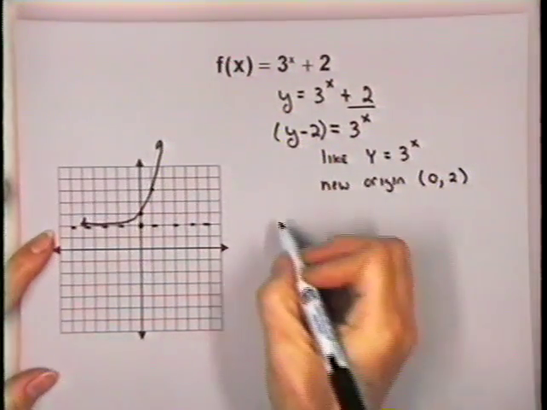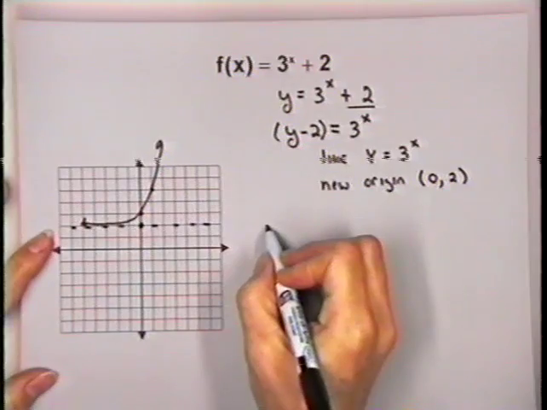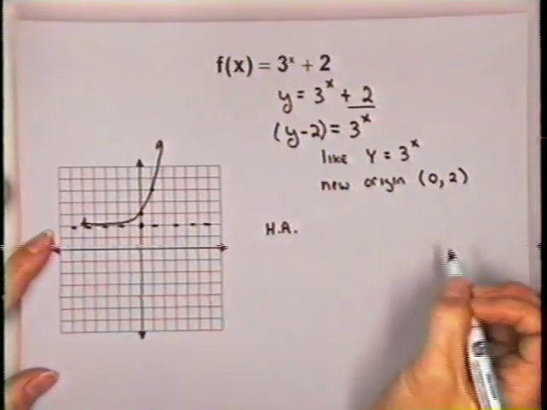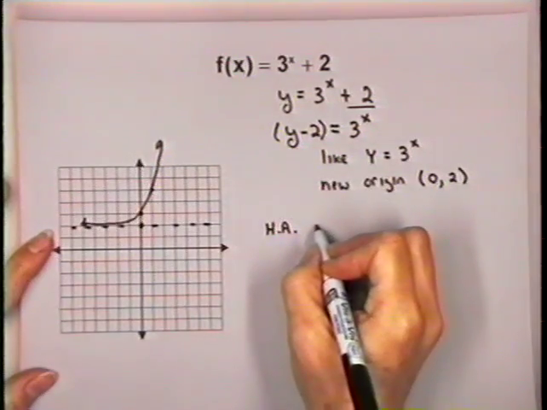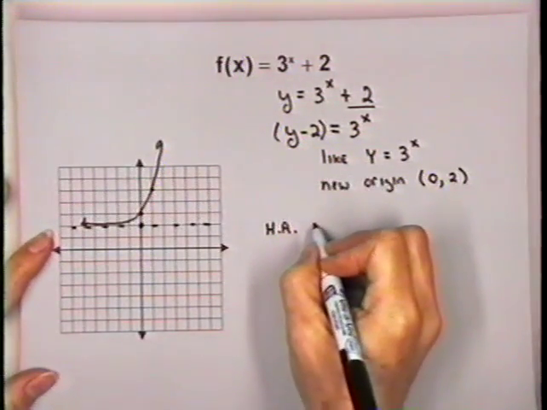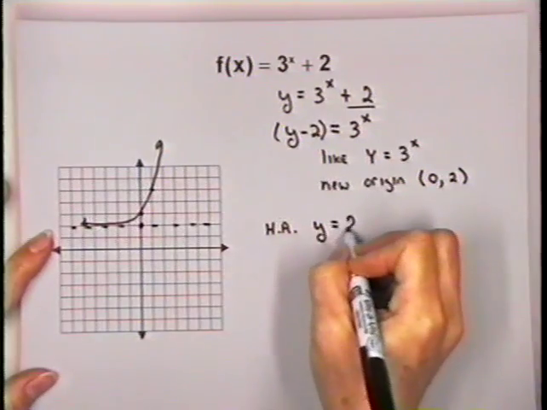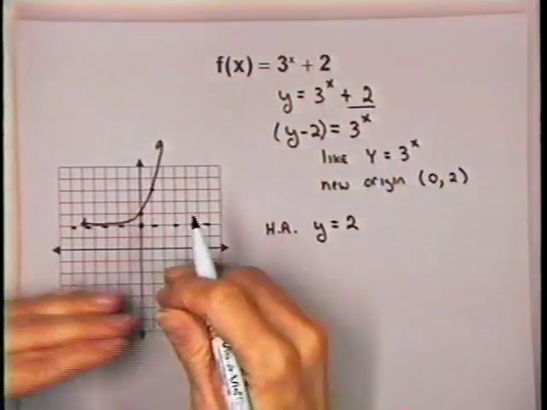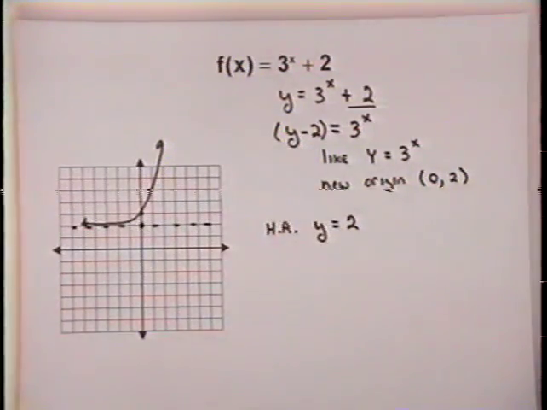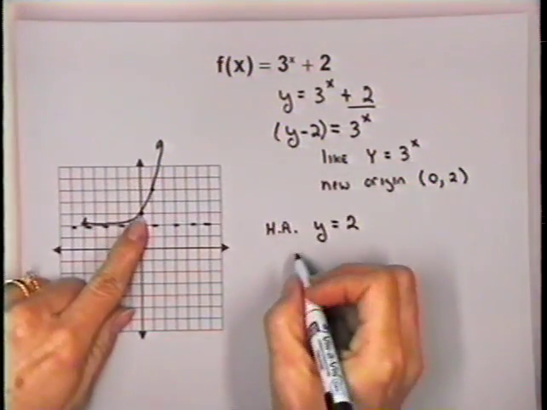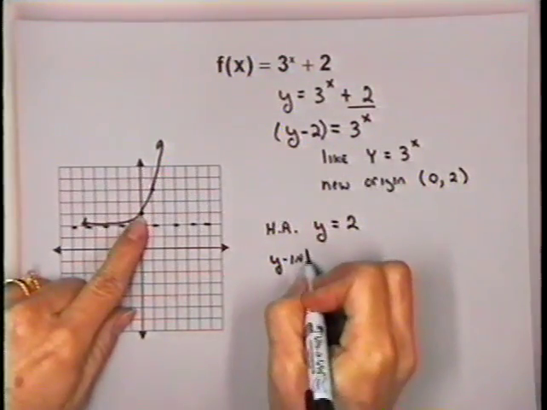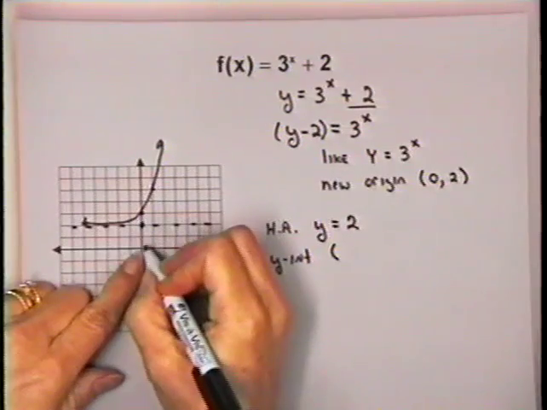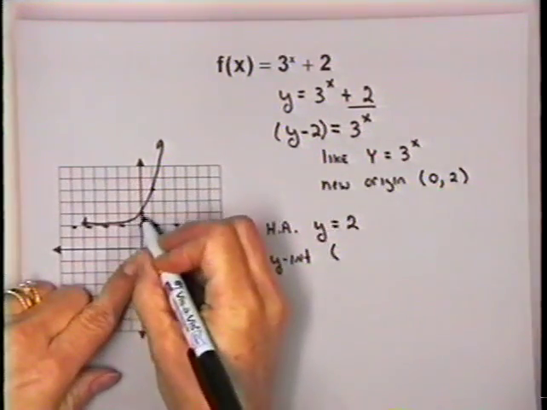Well, what's happened is I have a new asymptote, don't I? My horizontal asymptote, I'm just going to write HA for horizontal asymptote, is no longer y equals 0 or the x-axis. It is now y equals 2. I will never cross that y equals 2 line because my graph has been shifted up. Notice that my new y-intercept is also in a different location. Instead of going through the old 0, 1, I go through the old 0, 1, 2, 3, don't I?